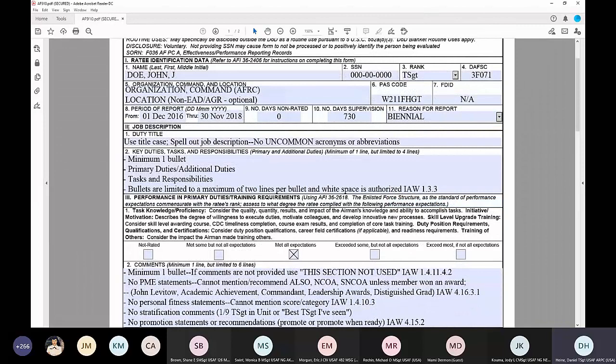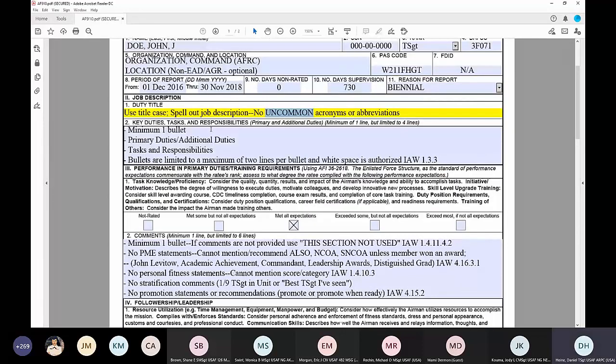Section 2, the job description. This is where you will mention the member's key duties, their tasks, and responsibilities. These shouldn't be actual work bullets. These should just be the duties, tasks, and responsibilities that the member has for their position. Their duty title should be spelled out. Please note that there shouldn't be any uncommon acronyms or abbreviations. A common one would be NCOIC. If it's NCOIC, that's okay, but anything that the average Air Force member may not know should be spelled out. In the actual bullet section in Block 2, this should be a minimum of 1 bullet.